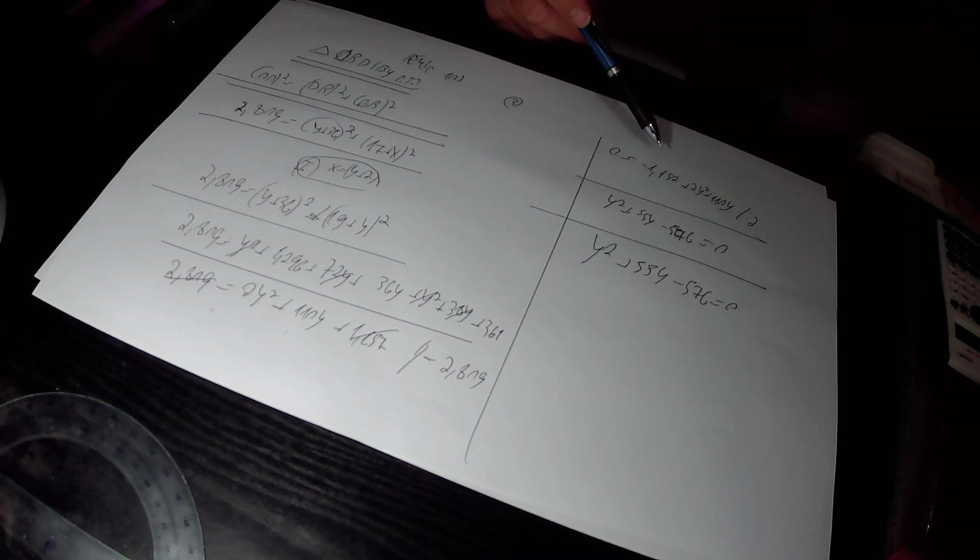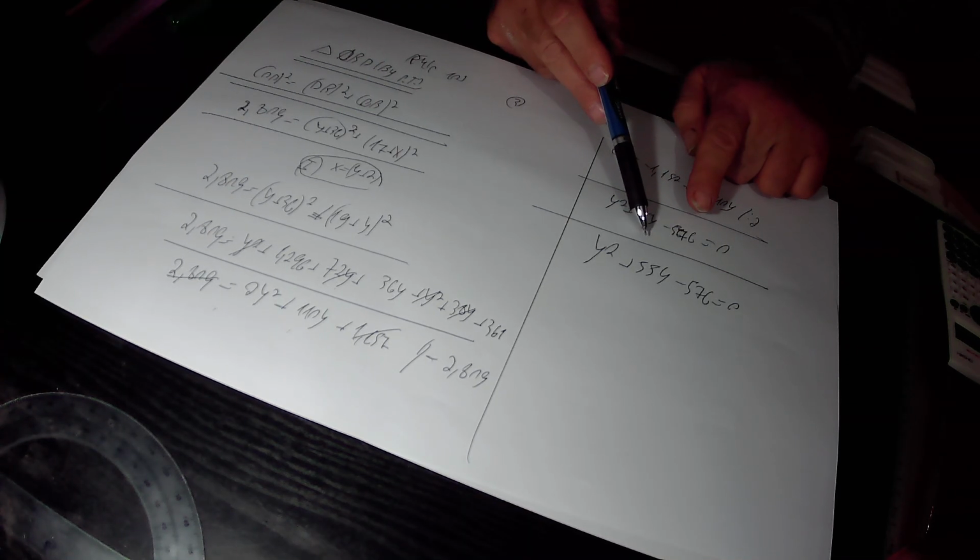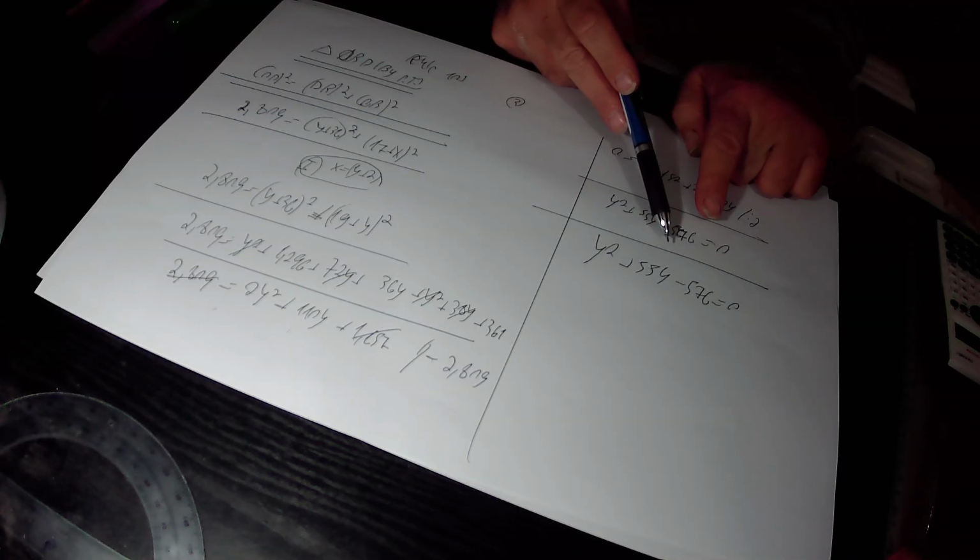Here we divide this equation by 2, and so we found out that 2y squared over 2 is y squared, 110y over 2 is 55y, and minus 1152 over 2 is minus 576. 0 over 2 is 0. So we found out that y squared plus 55y minus 576 equals 0.